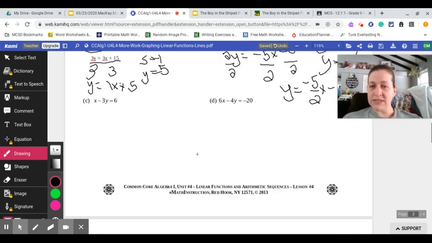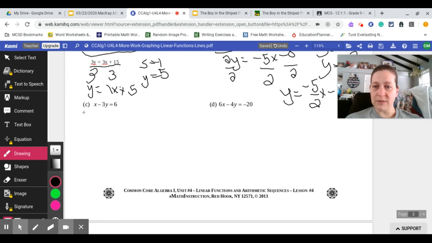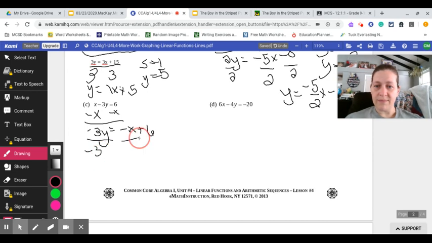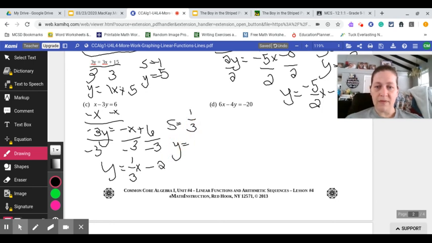Let's look at letter C. I'm going to move my x to the other side. That's the first thing I'm going to do, so I'm going to subtract x. That leaves me with negative 3y equals negative x plus 6. I'm going to divide by negative 3. That leaves me with y equals, we know a negative divided by a negative is a positive, 1/3 x. 6 divided by negative 3 is negative 2. It gives me a slope, right here, of 1 over 3, and a y-intercept of negative 2.